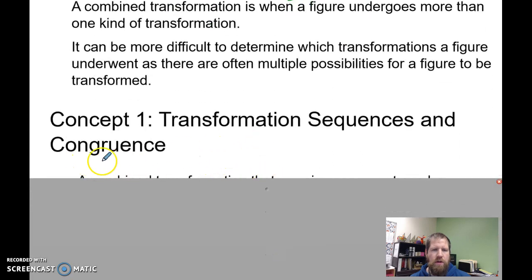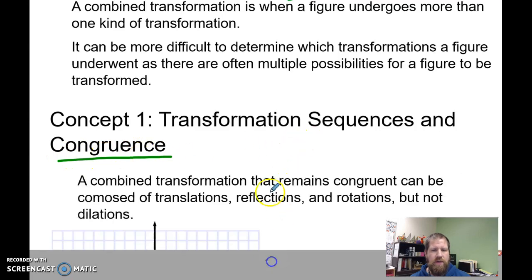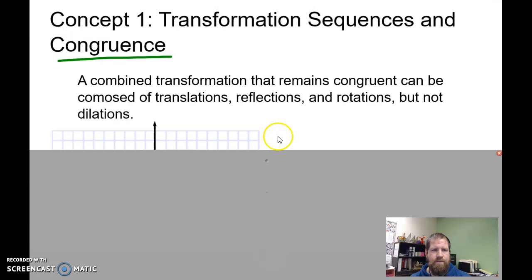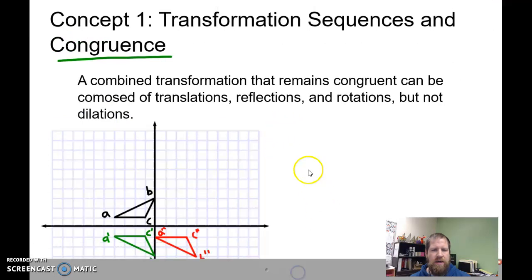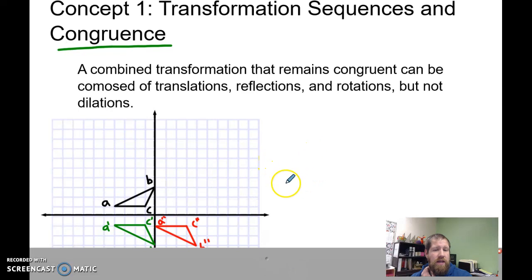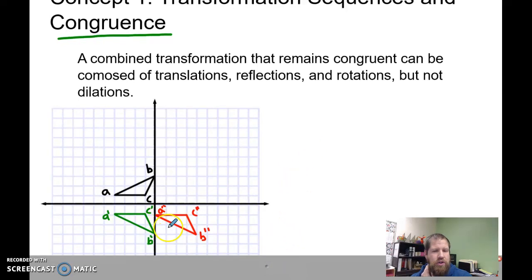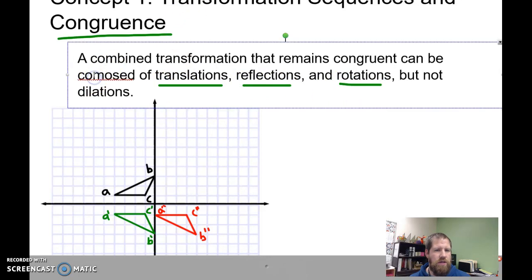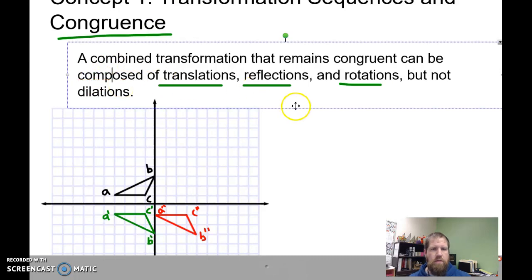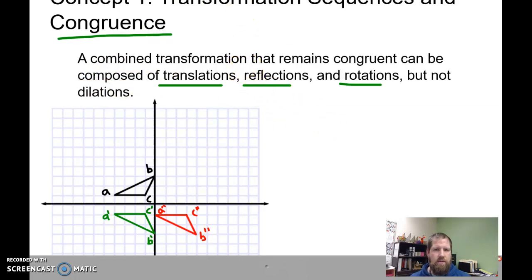So what you want to do when you're looking at these is, first of all, look and see whether it's going to be a congruence transformation or a similarity transformation. The reason is, if it's the same shape, same size, you know it's going to be a congruence, and you can eliminate dilation as one of the possibilities. That way you know it's just going to be composed of a translation, reflection, or rotation.